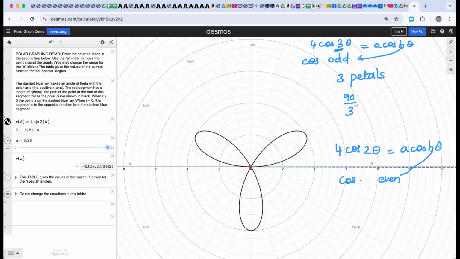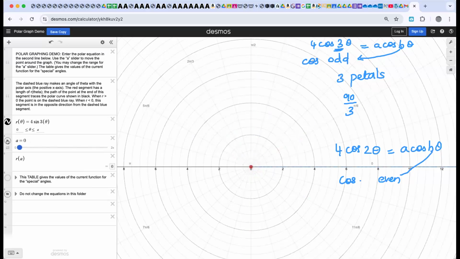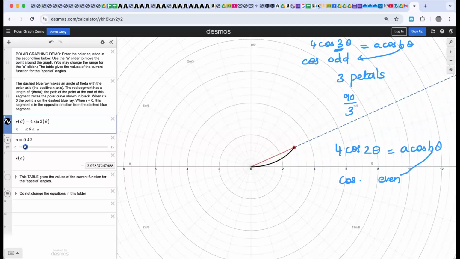So now let me go back. I said we have to experiment with 4 cos 2 theta, right? Let me go ahead and change that. 4 cos 2 theta. See what happens. I want to slowly see. 4 cos 2 theta means 90 by 2, 45. At 45, it reaches its maximum. Where is 45? 45 is pi by 6, right?